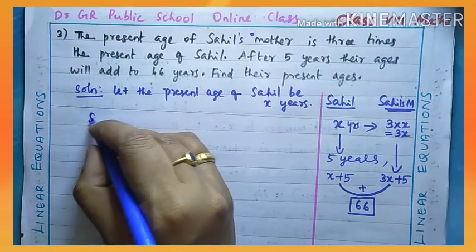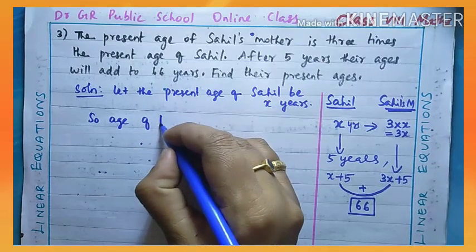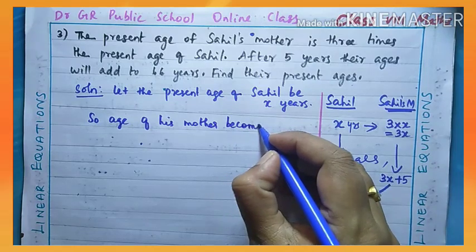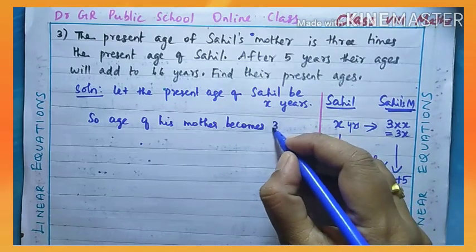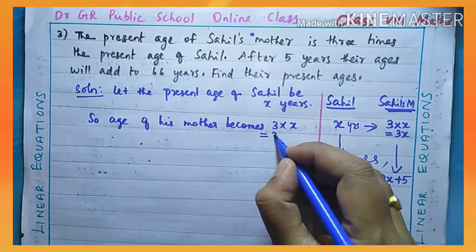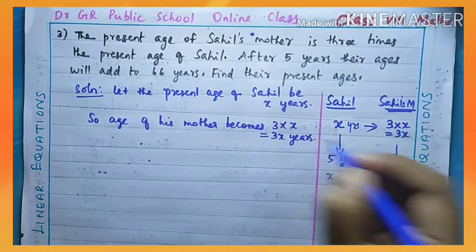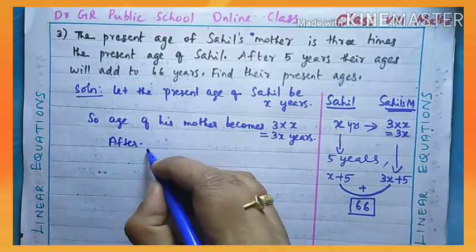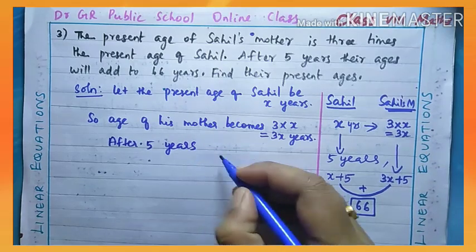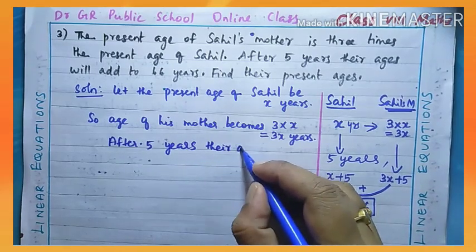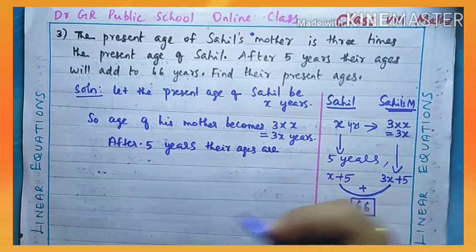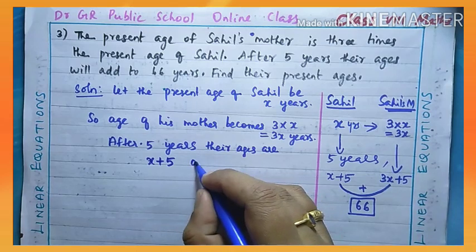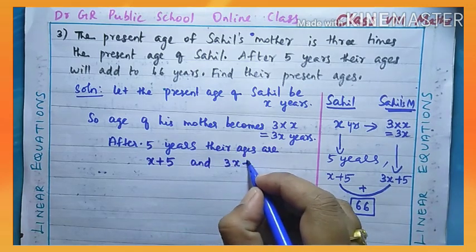So what happens? Age of his mother becomes 3 into x, because 3 times, that is 3x years. Okay. Now after 5 years, their ages are, correct? So what are the ages? x plus 5, Sahil's age, and mother's age is 3x plus 5.